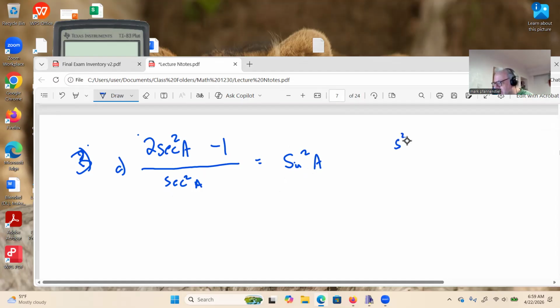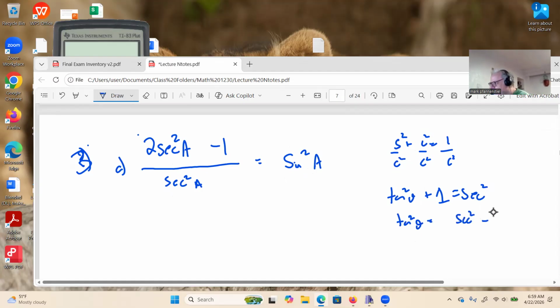We're going to remember that sine squared plus cosine squared is equal to 1, and we're going to divide everybody here by cosine squared. So we have tangent squared plus 1 is equal to secant squared. At this point, we're going to say, hey, wait a minute. Tangent squared is equal to secant squared minus 1. So we'll go ahead and do that. So instead of looking at this, we're going to say this is going to be 2 times secant squared minus 1.